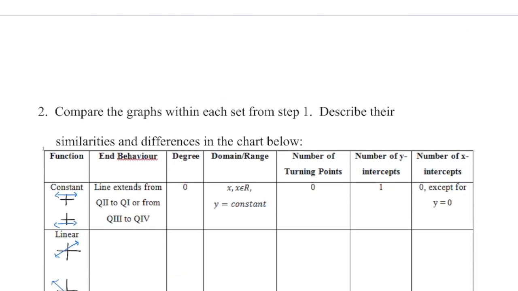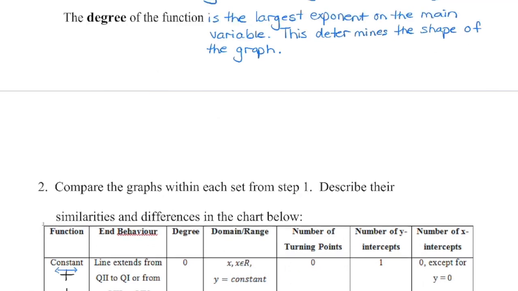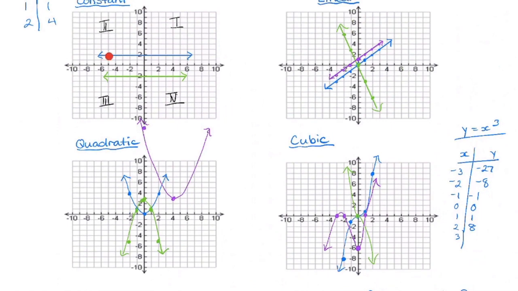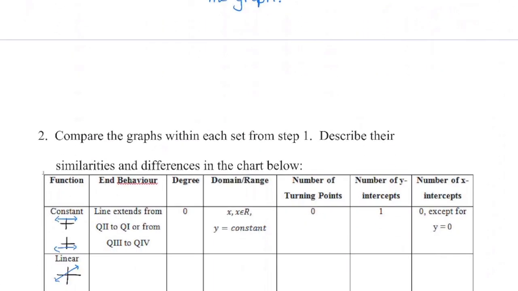I skipped over this one. So number of turning points is how many times does the graph turn, basically. So we can see we're not turning at all, so there are 0 turning points. I apologize, it's kind of clunky going back and forth, but we'll live.